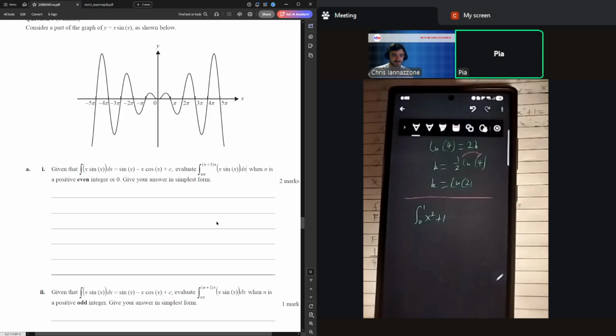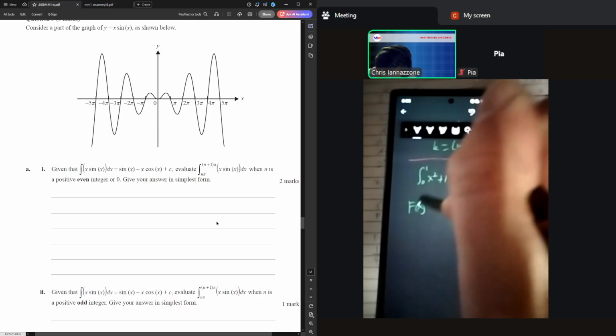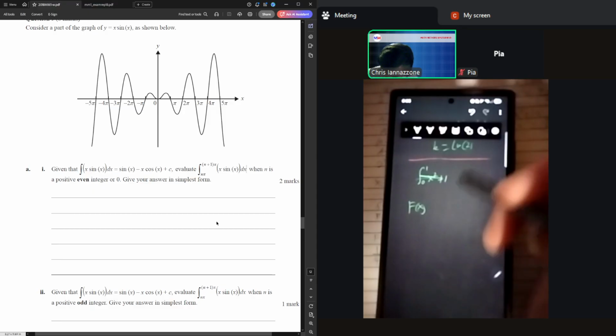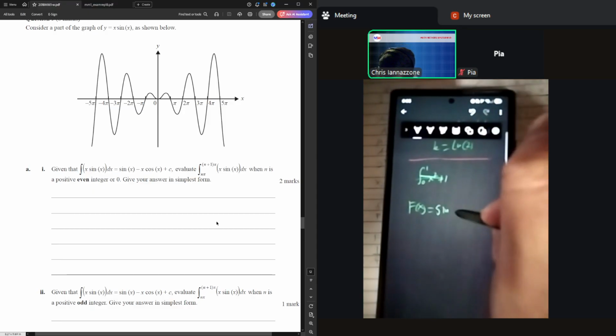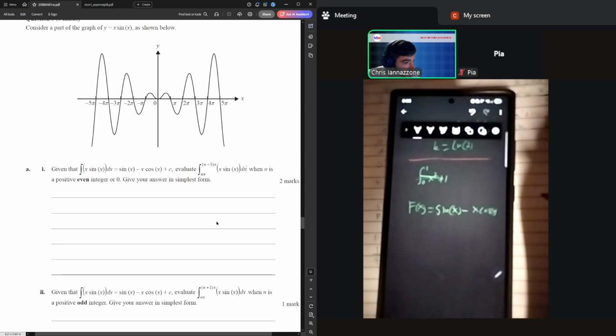Anti-diffing and then subbing in. Yeah, antidiff and sub in. So we're going to do exactly the same over here. We need to antidiff x sin x. Normally quite tough, but we have a bit of help here. What's the antidiff of x sin x? Sin x minus x cos x plus c. Yeah, that's the one. So our capital F of x, in this case, the antidiff, is going to be sin x minus x cos x from the given antidiff there.